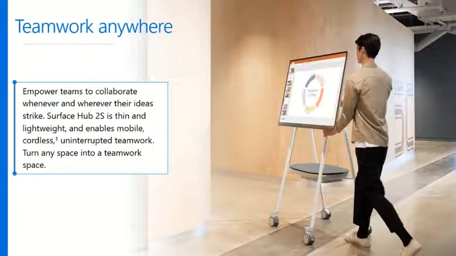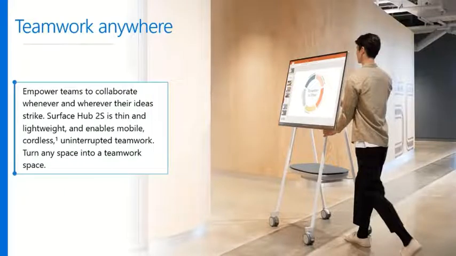It enables this mobility for us to move the device from space to space, but that also means it's a device that's easy to find and grab and start to use, whether you're a collection of people in one space, in a meeting room, in a huddle space, in a collection of where people work together in order to get their work done. It's a device that you can easily walk up to, but then also disconnect from the wall and enable this mobile, cordless, uninterrupted teamwork. The idea is that we want to turn any space into a teamwork space.